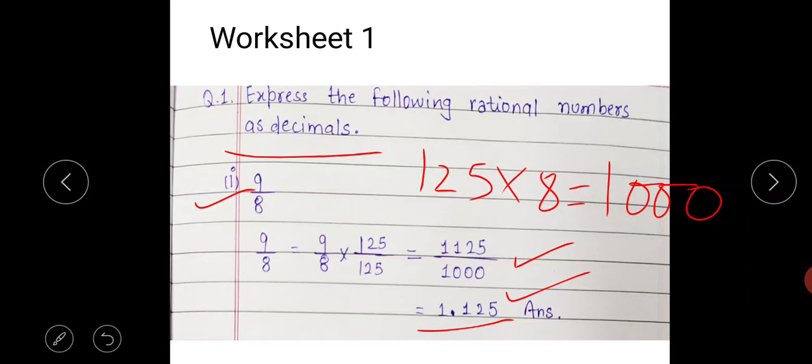Now one question arises in your mind: how can we find or calculate by which number we multiply the denominator so that we get the denominator as a power of 10.